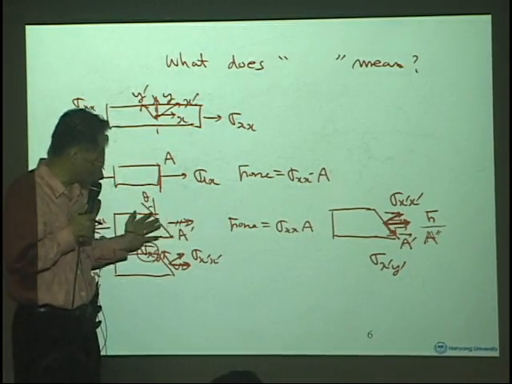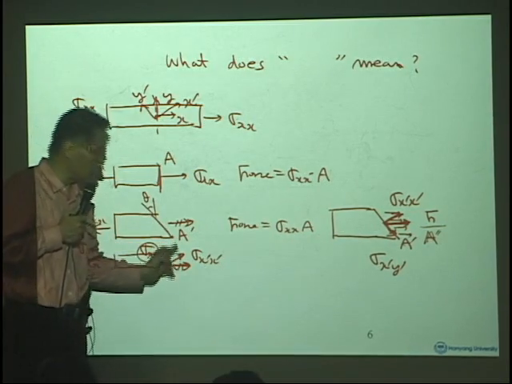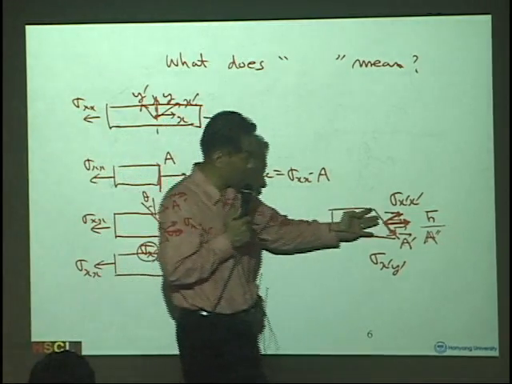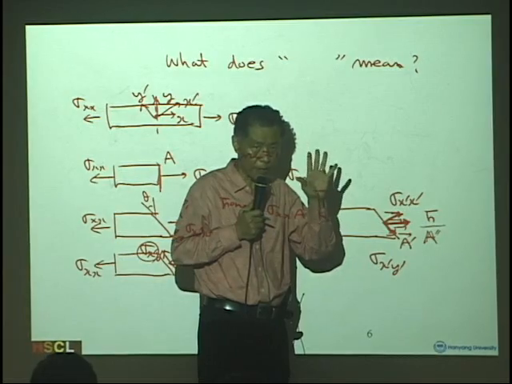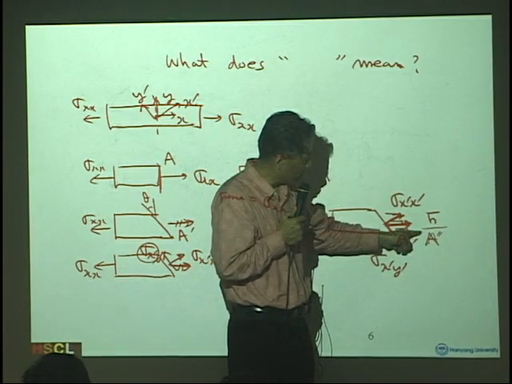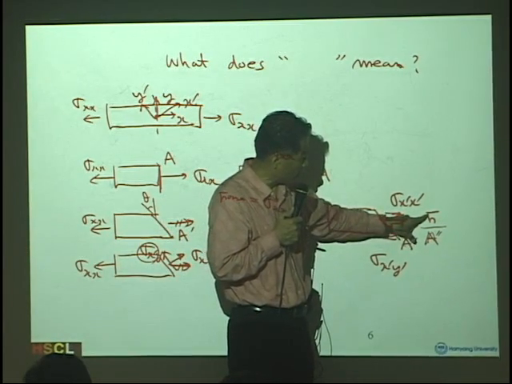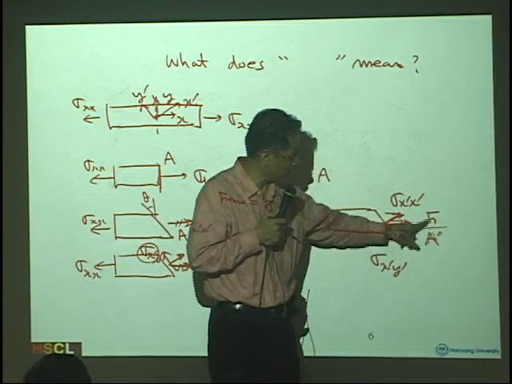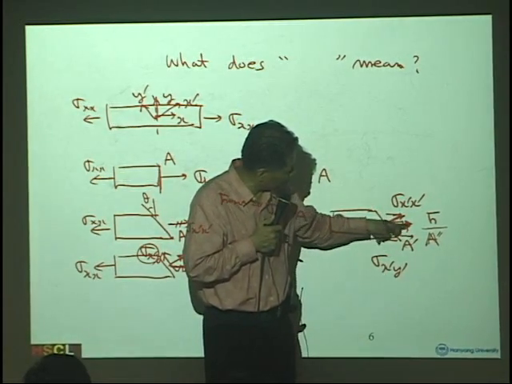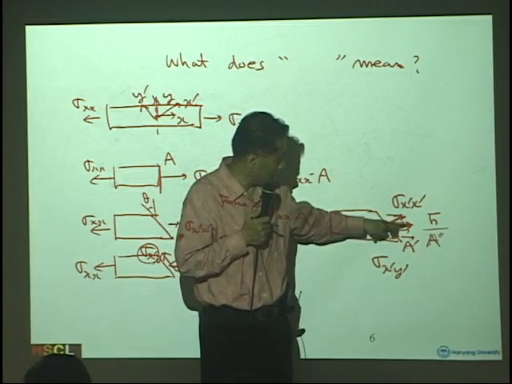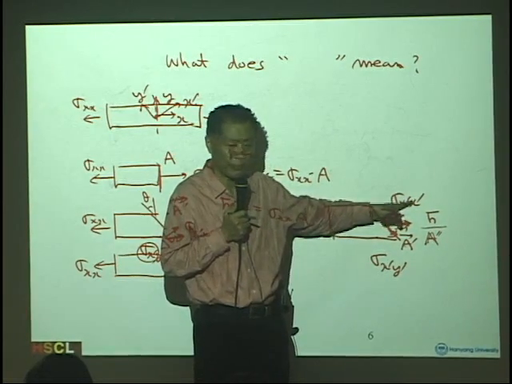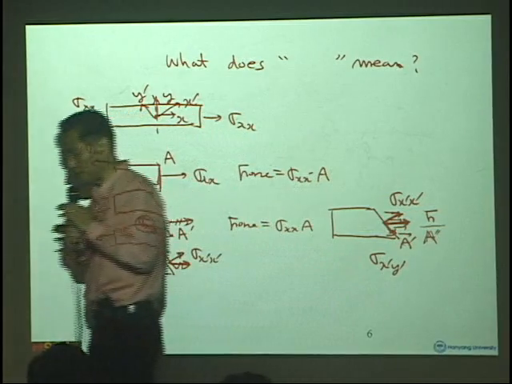Total force, the total distributed force, should be the same, but this area has increased. So the distributed load should decrease: F divided by A prime. A prime has increased, and we have F divided by A prime. Then this distributed load will have two components, one this way and the other that way. So this is sigma x prime, and this is called sigma x prime y prime.